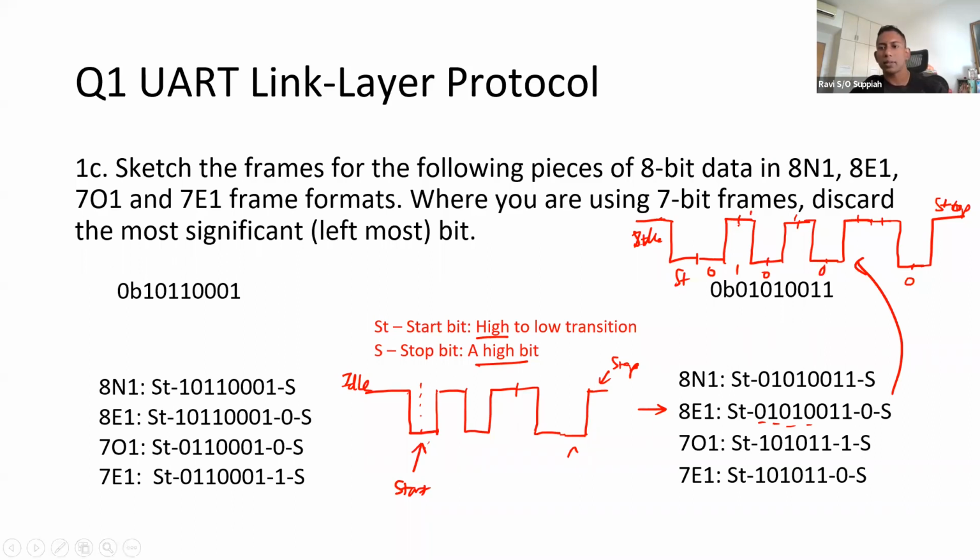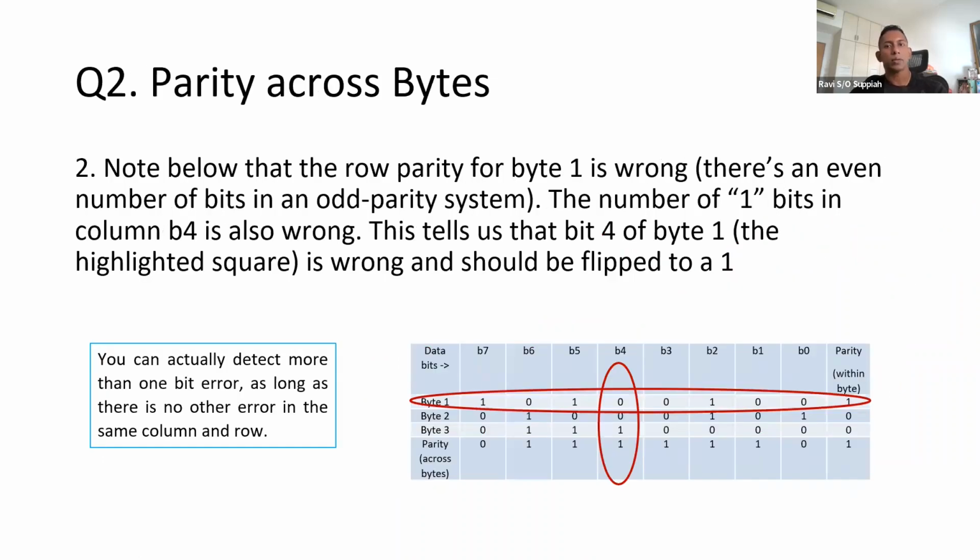Okay, so let's go on to the next question. In this question, they're asking about parity across bytes. We know that in the earlier example, when we looked at single bit parity generation, there are already issues because you can only detect an odd number of errors. Correct? If it's an even number, you won't be able to detect.